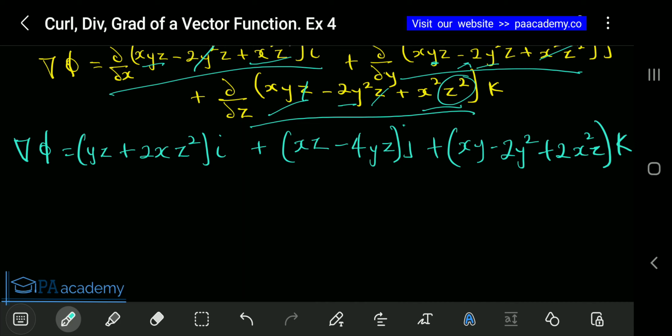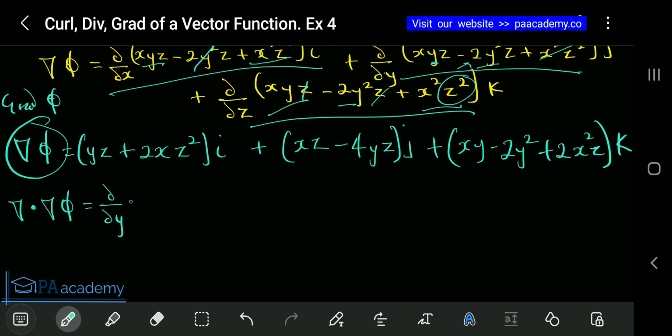So let's go ahead and calculate our div of phi. So we've gotten our grad. So this is our grad. Now let's go ahead and calculate our div of grad phi. So this is the notation. That will be equal to partial differential of x with respect to i, plus partial differential with respect to y, plus partial differential with respect to z. This is i, j, and then k.